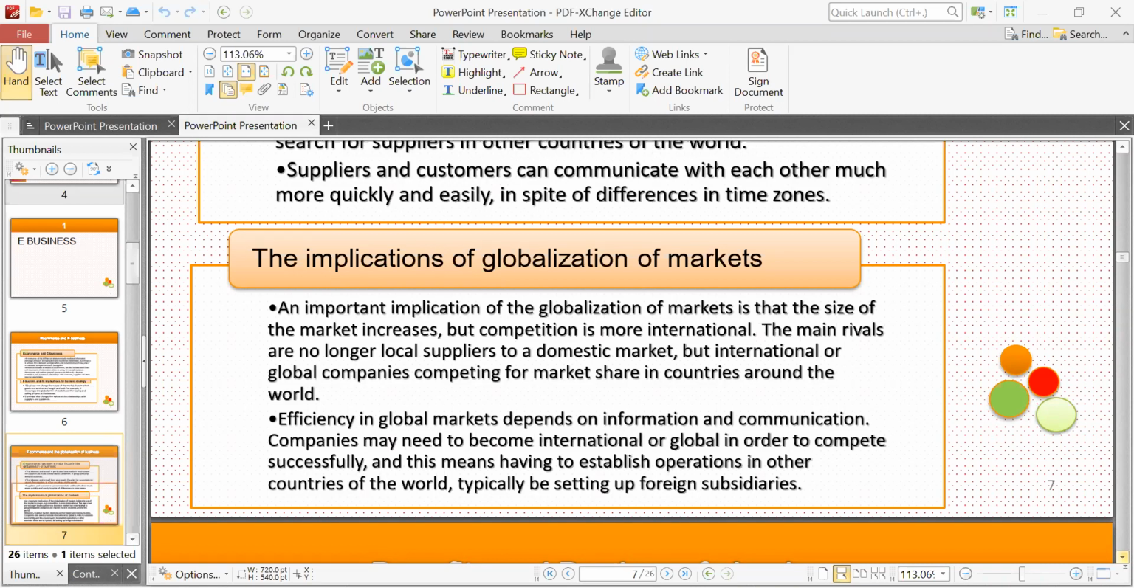But the only thing is that competition will become more international, right? So because you are reaching out to the world, you have competitors in other parts of the world competing with you. And so the main rivals are no longer local suppliers, but international or global companies competing for market share. I hope that's clear.